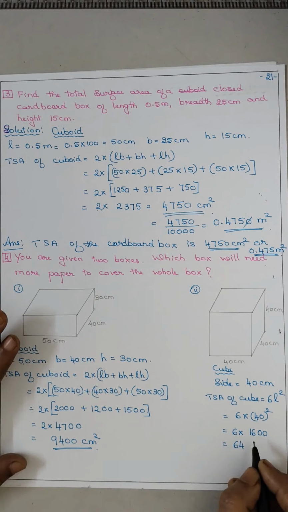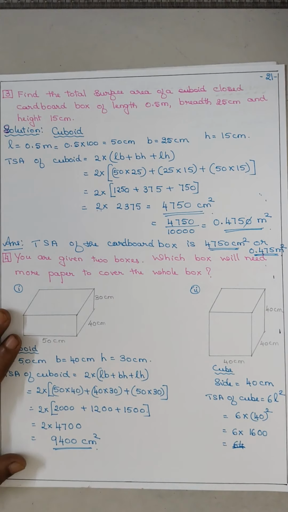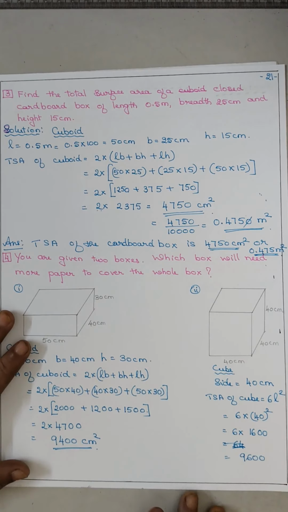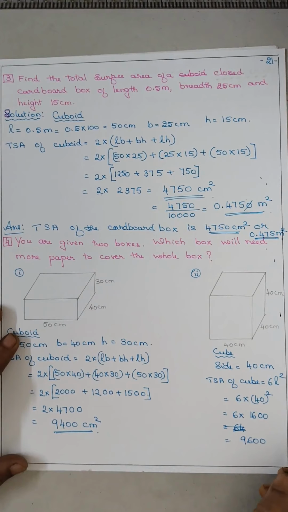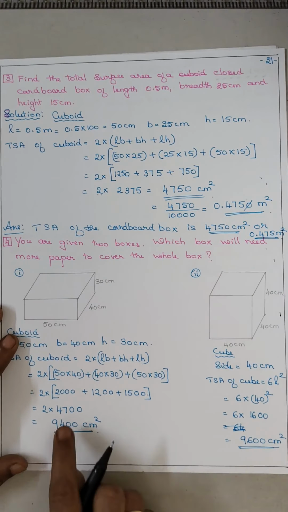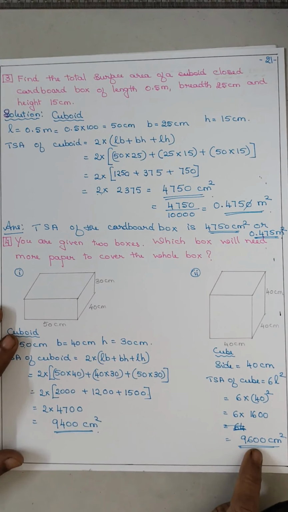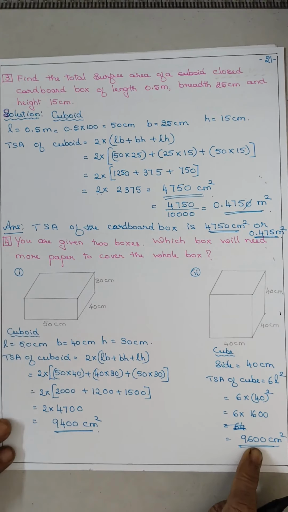Sorry. 16 6 are, sorry, it is 16 6 are 6 6 are 36. 6 1s are 6. 7 8 9. 9600. I'm sorry, it is 9600 centimeter square. Now which is bigger? The TSA of this cube is more.